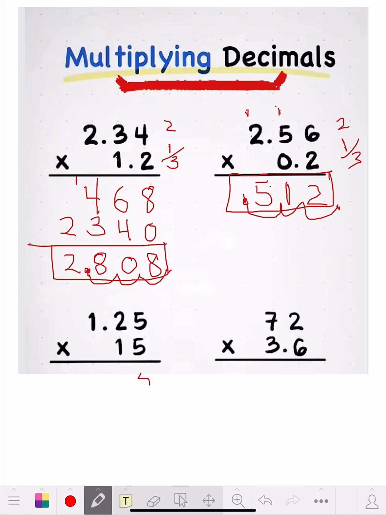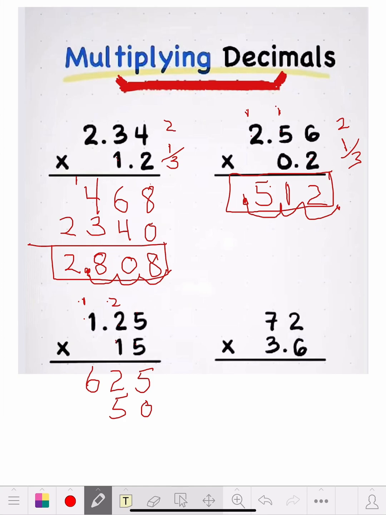We got a 5. 5 times 5 is 25. We carry a 2 up there, like we usually do. Now we got 5 times 2 is 10, plus the 2 is 12. We carry a 1 up there like we usually do. Now we got 5 times 1, plus the 1 is 6. Now we're moving over. We're going to be in the tenths column, so we can put an imaginary 0 there if we so desire. Now we got 1 times 5 is 5.